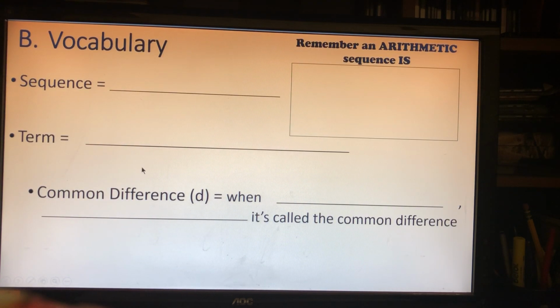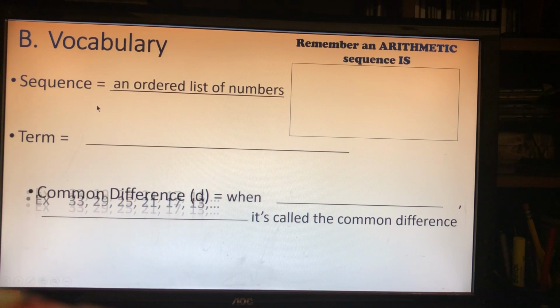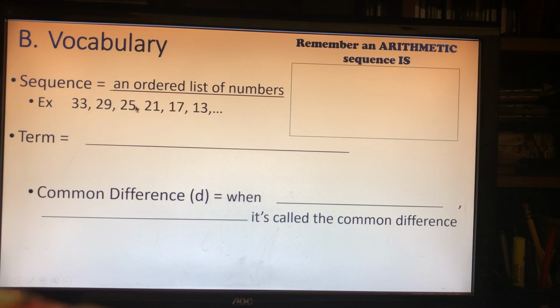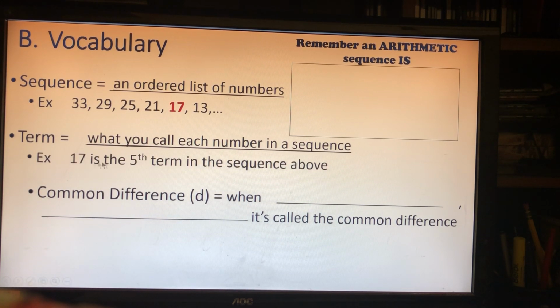And we'll now fill out the vocabulary page. The word sequence means an ordered list of numbers. For example, 33, 29, 25, 21, 17, and 13 is a sequence. You'll have to write in 17 and 13, and you probably already know why, but we'll go through the motions. A term is what you call each number in a sequence. For example, in the sequence above, 17 is the 1, 2, 3, 4, 5, fifth term.